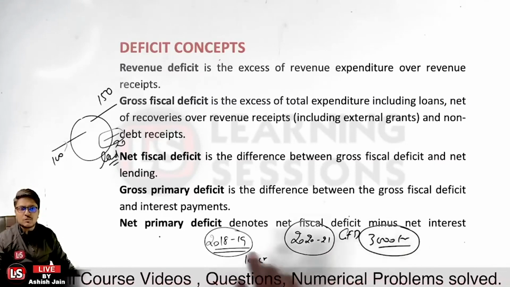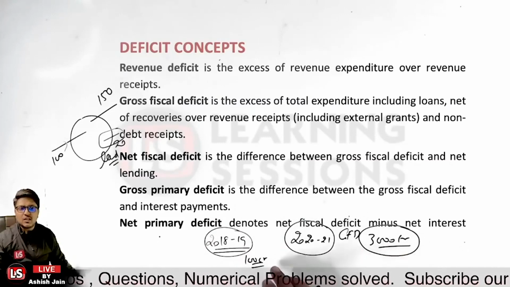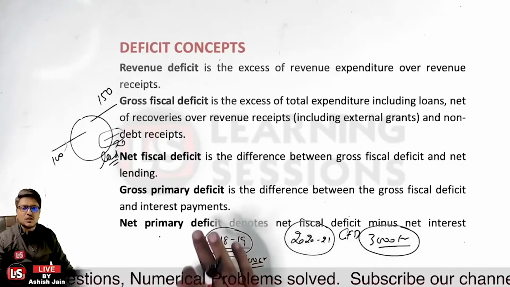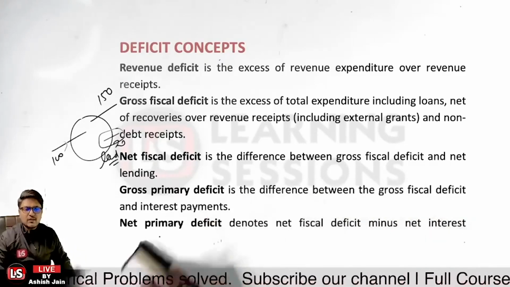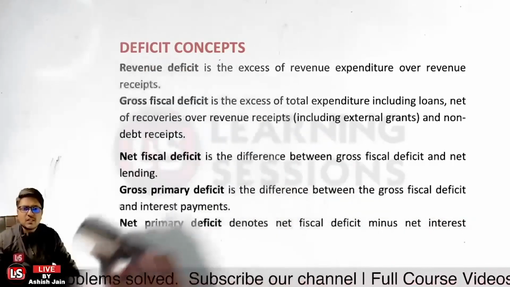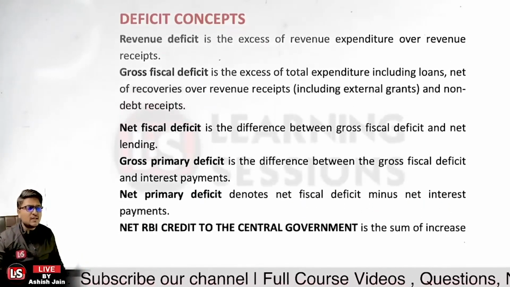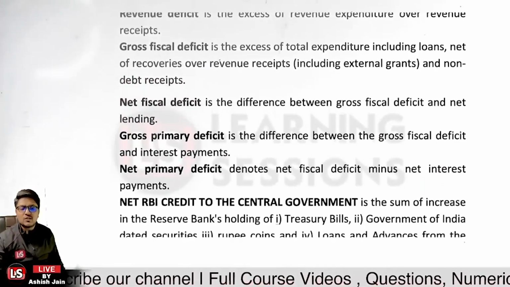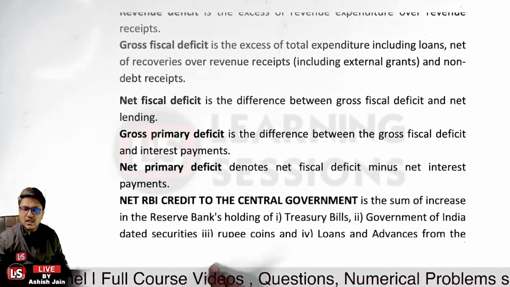So we can say the gross primary deficit will be equal to the gross fiscal deficit minus the interest payments. That is your gross primary deficit. And when we talk about the net primary deficit, it is basically the net fiscal deficit minus the net interest payment. Okay, so that will be your net primary deficit.